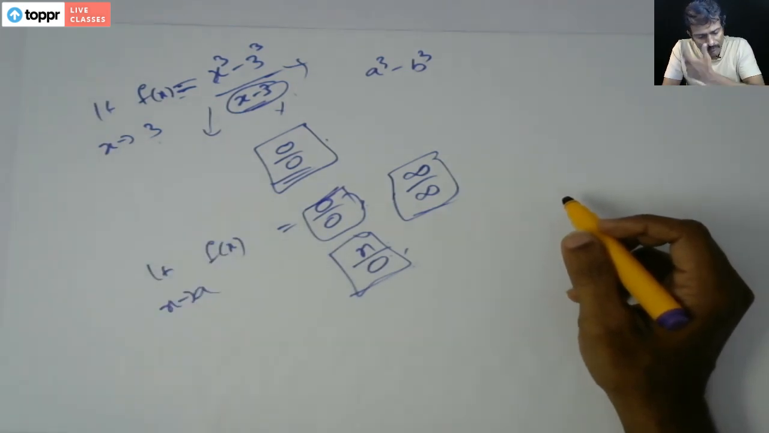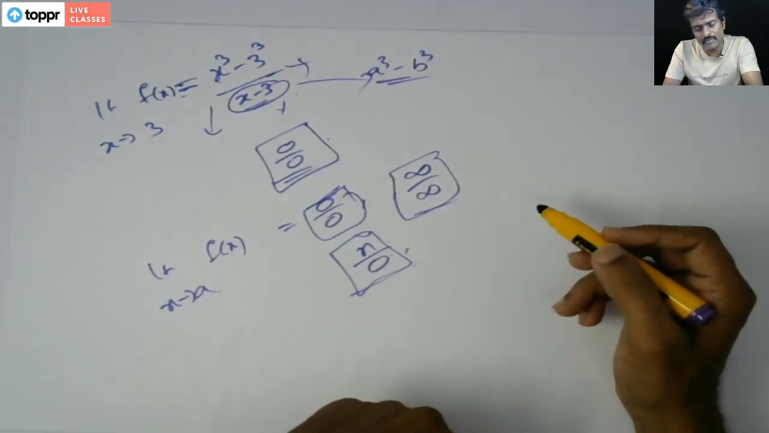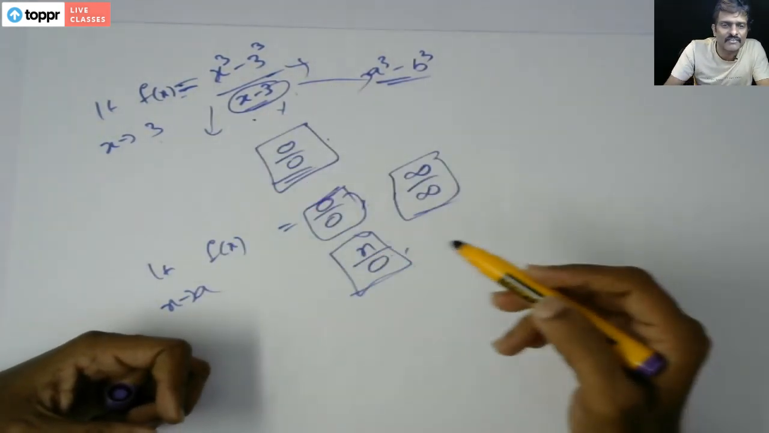in time, now, when we are doing this, right? So this is how to simplify: you can use this formula of a cube minus b cube, and you can simplify the value of this limit, right?